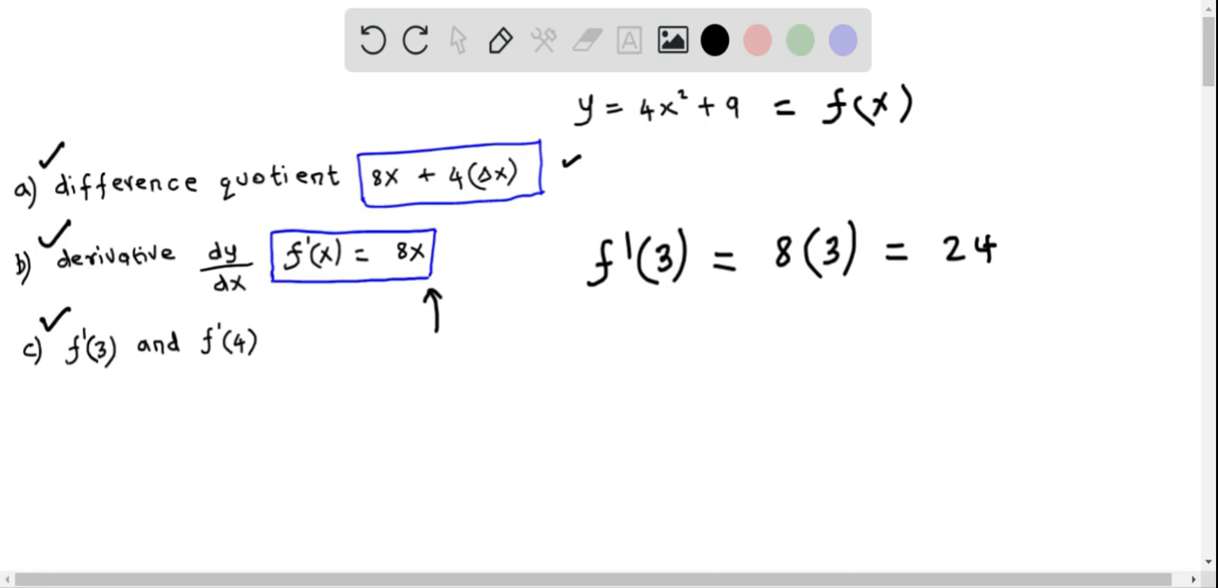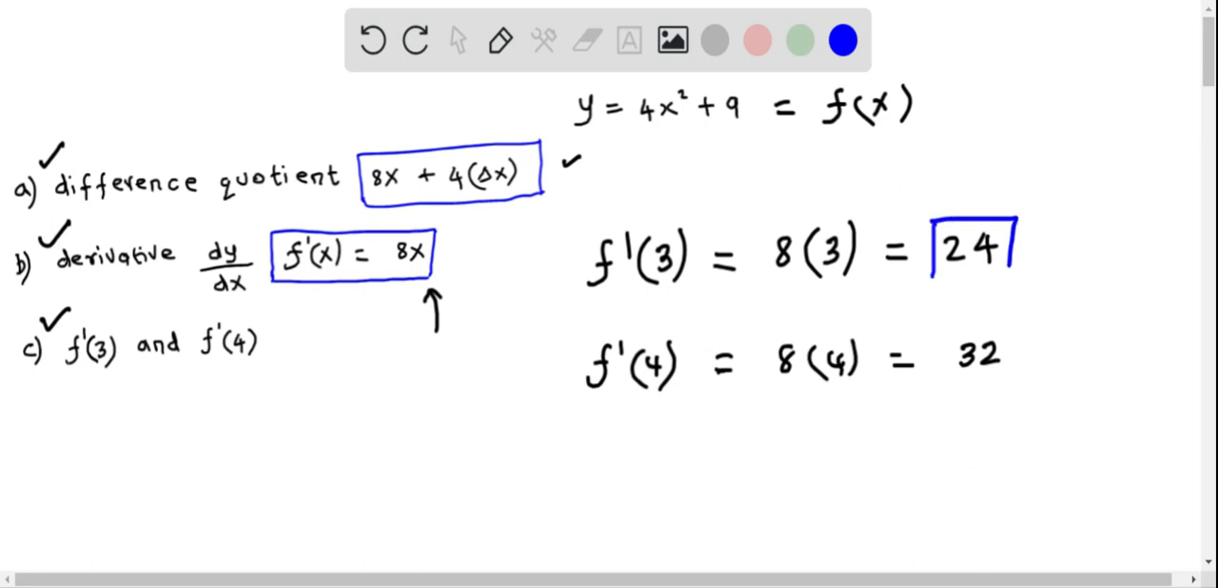Now let's find f prime of 4. So for that we have to replace x in f prime of x by 4. So therefore this becomes 8 times of 4, and this gives 8 times of 4 is 32. Let me make this 4 a little bit clear. This is 4. So f prime of 3 is 24 and f prime of 4 is 32.